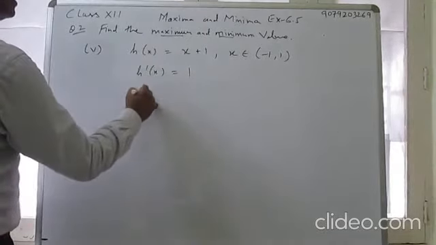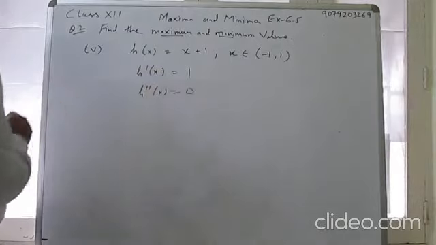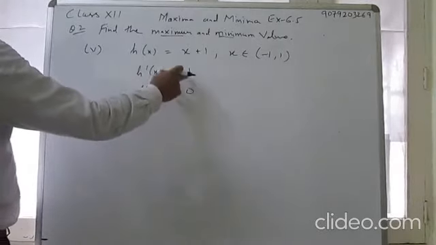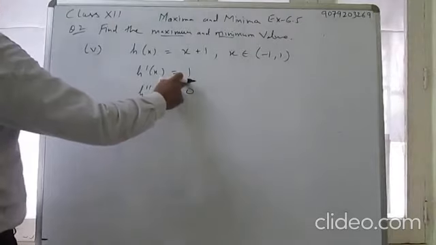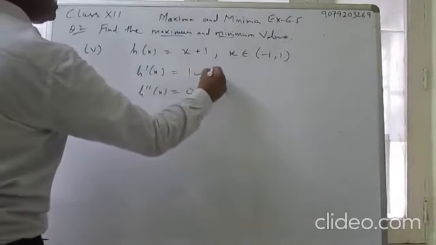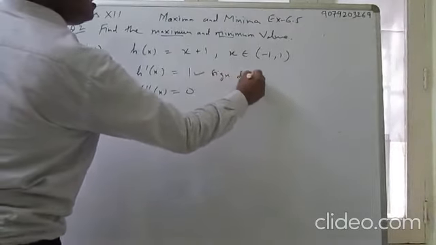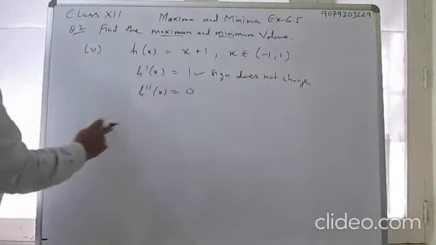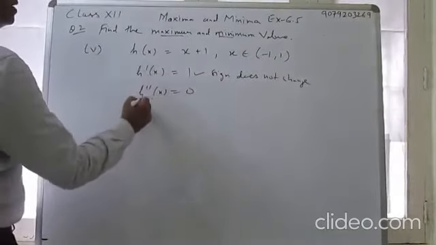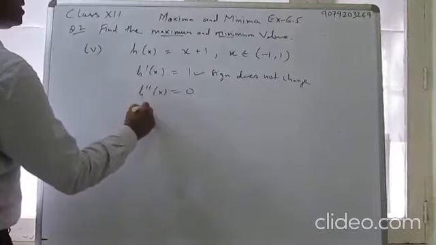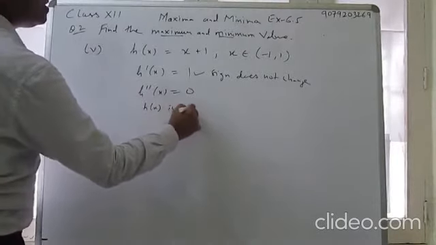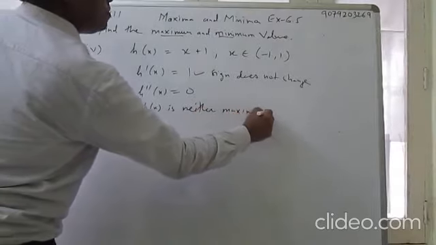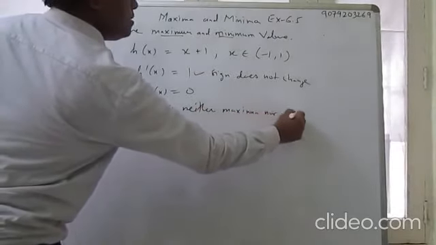If I take h double dash x, it is equal to 0. So when f double dash x is equal to 0, we will use the first order derivative. We see that here the sign does not change, or f dash x is not equal to 0. It means function h(x) is neither maximum nor minimum.